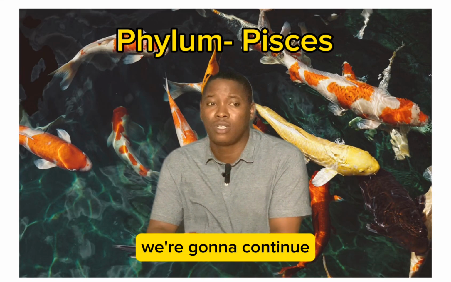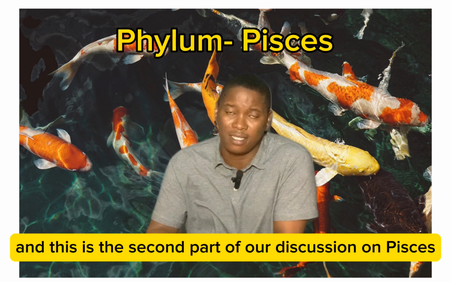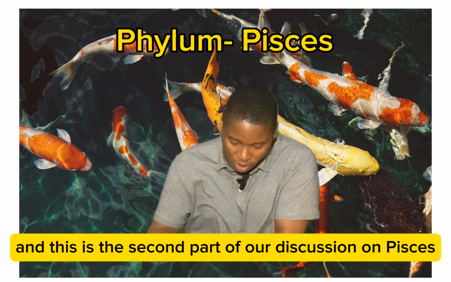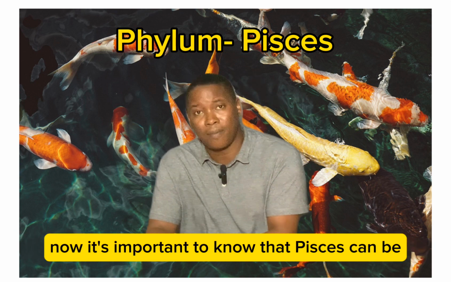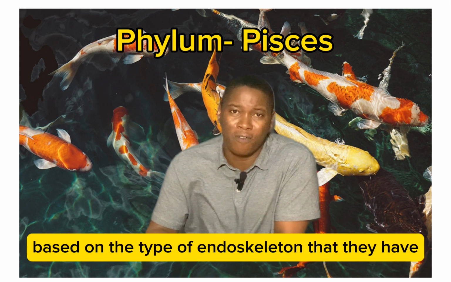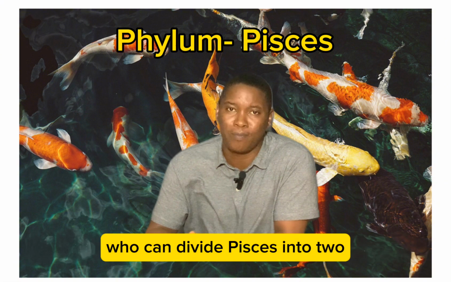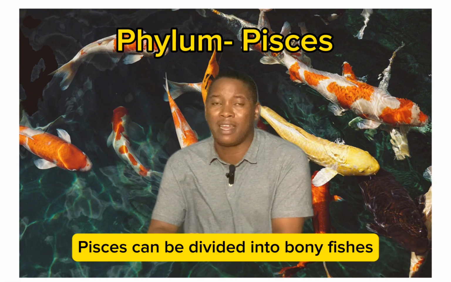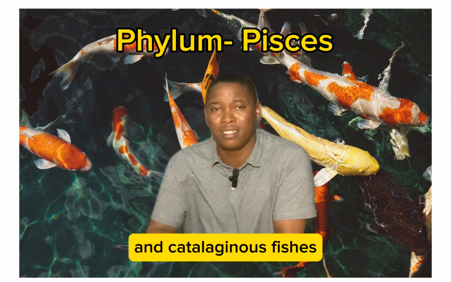We are going to continue our discussion on Pisces, and this is the second part of our discussion on Pisces. Now, it's important to know that Pisces can be divided into two. Based on the type of endoskeleton that they have, we can divide Pisces into bony fishes and cartilaginous fishes.